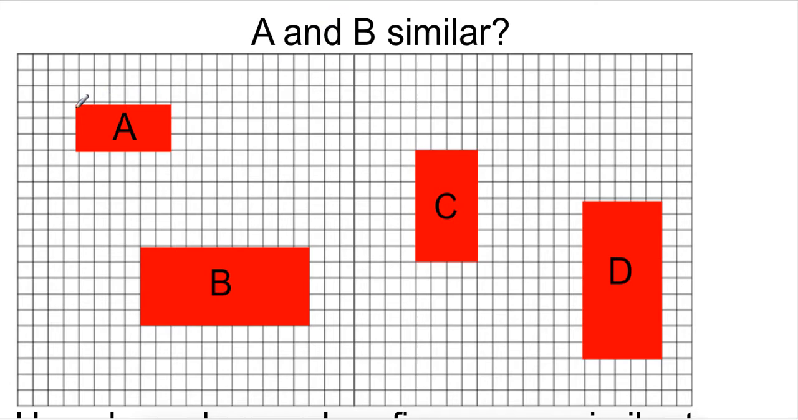So for figure A, we have that it's 3 units tall and 6 units wide. So the length is 3 and the width is 6. For letter B, which we're checking if it's similar to letter A, we can see that it's 5 units in length and 11 units in width. So it's 11 of these squares wide. So in order to check for similarity, we need to find if these two have the same scale factor.